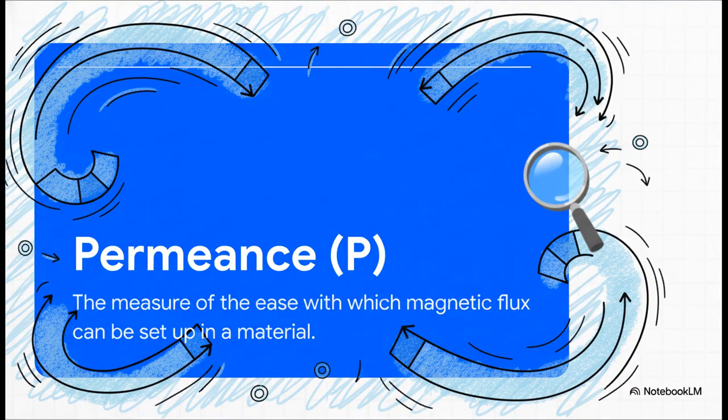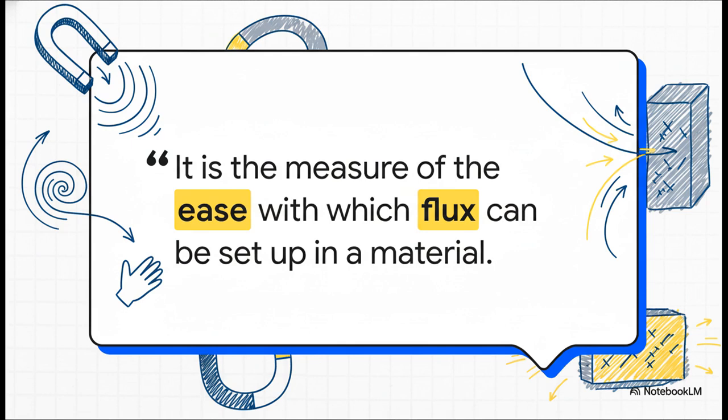Okay, let's look at the official definition for a moment. Permeance, which we represent with a letter P, is the measure of the ease with which magnetic flux can be set up in a material. And that word right there, ease, is the absolute key to understanding this whole thing. You know, this line from our source material just nails it. It's not about forcing a magnetic field into something, it's about how willingly, how readily a material just accepts it. Permeance is really a measure of this magnetic hospitality, if you will.